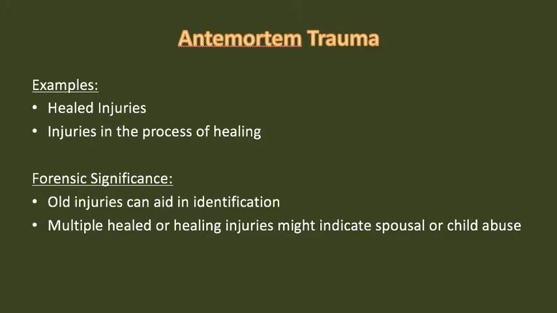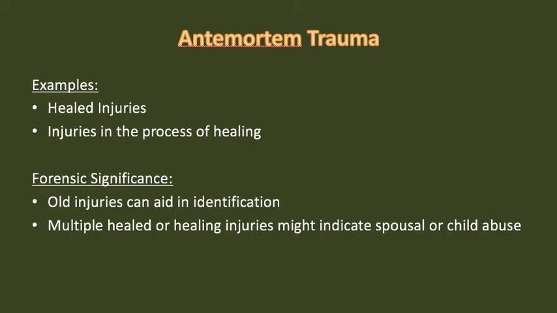So antemortem trauma, examples include healed injuries, injuries in the process of healing, etc. As far as forensic significance goes, those older injuries can be helpful with identification. Again, we already went over an example of this. We talked about the Charles Atwood case where one of his victims was eventually identified through medical records involving old injuries. One of his victims had been shot in the head with a shotgun in the past, and they were able to use her medical records to match and get a positive identification.